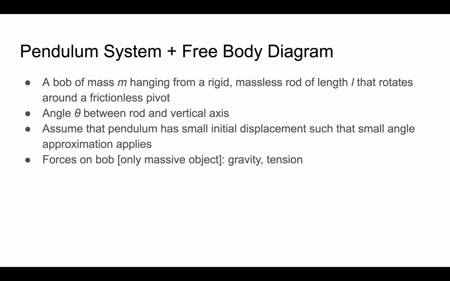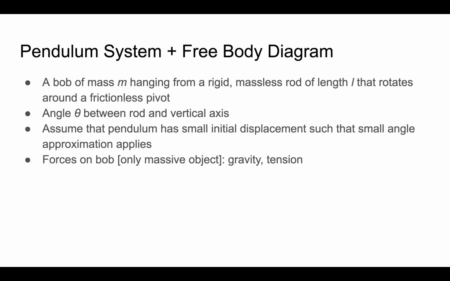Anyways, let's move on to the definition of the pendulum system. A pendulum can come in many shapes, but we're going to deal with a very simplified version, which is basically a point mass, a bob of mass m that has 0 volume. It's just a point. So a bob of mass m hangs from a rigid, massless, infinitely thin rod of length L that rotates around a frictionless pivot.